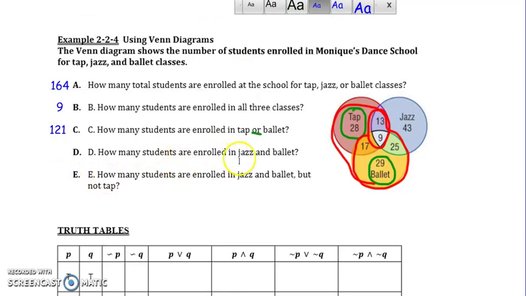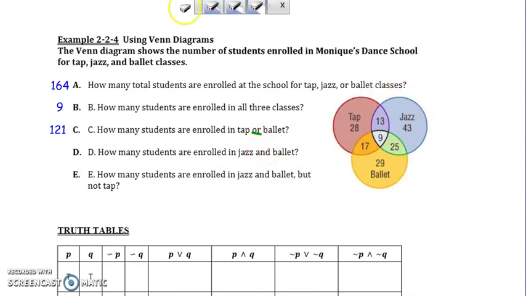How many students are enrolled in jazz and ballet? So that's that one that they're enrolled in both. So that is going to be, let's see, jazz and ballet is just this one right here. So that 25 is the overlap of both.